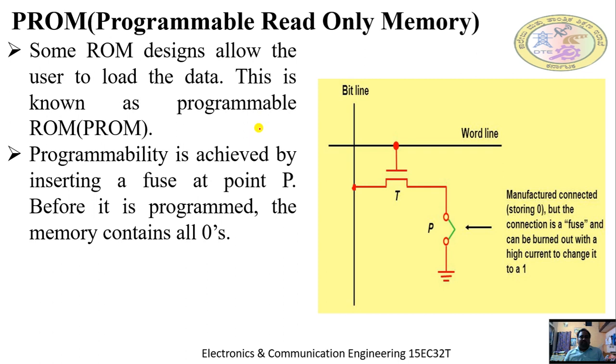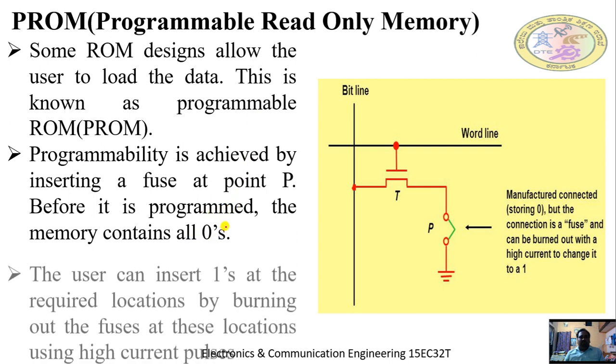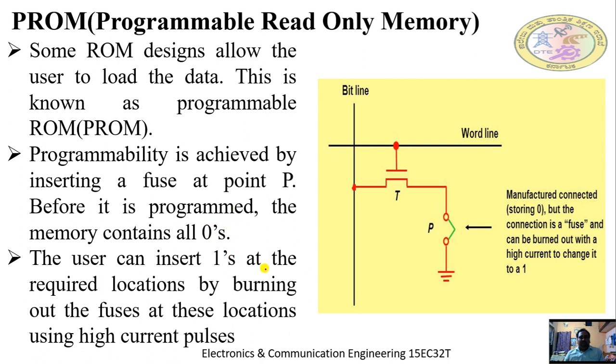Programmability is achieved by inserting a fuse at point P. Before it is programmed, the memory contains all zeros. Once they are programmed, means user can insert once at the required location by burning out the fuses at these locations using high current pulses.